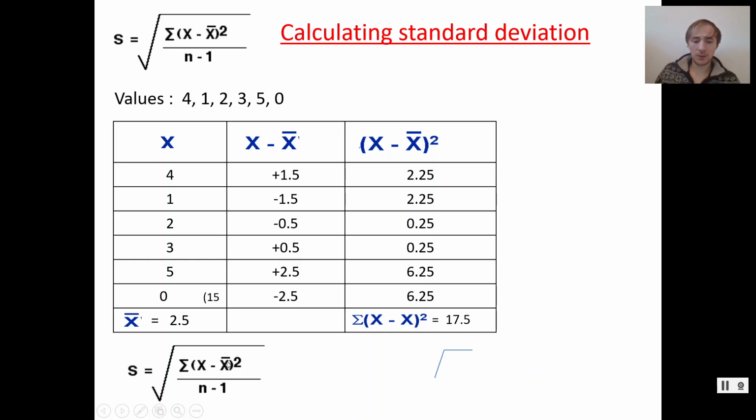Fine. So that is the sum of x minus x bar squared. You then divide that by n minus 1. Now remember, n is the number of samples. How many samples were there? Well, there were 6. n minus 1 therefore is 5. We do 17.5 divided by 5, and then we square root that, which you'll need a calculator for. So we should have, is it 3.5? Root 3.5? Yeah, 1.87 is the answer.